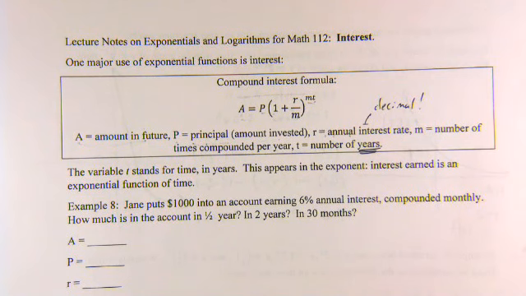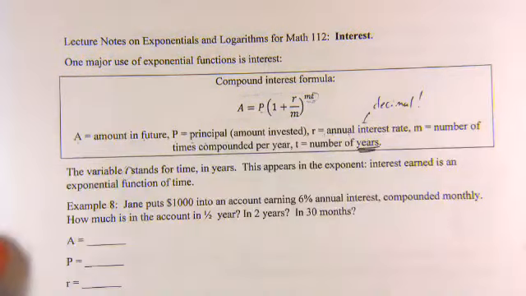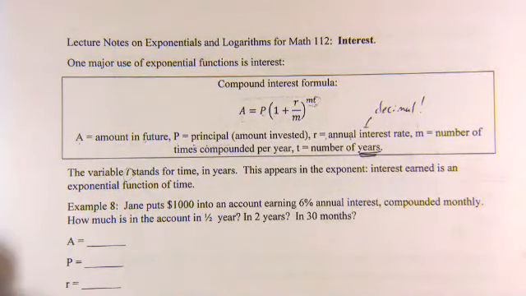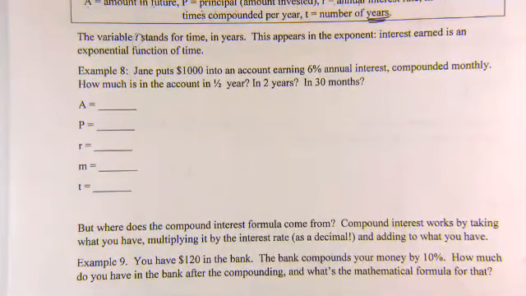Okay, so why is this an exponential? Time appears in the exponent. This is an exponential function of time. How much money is in your account goes up exponentially. So we'll do an example and then we'll talk a little bit about where that formula comes from.